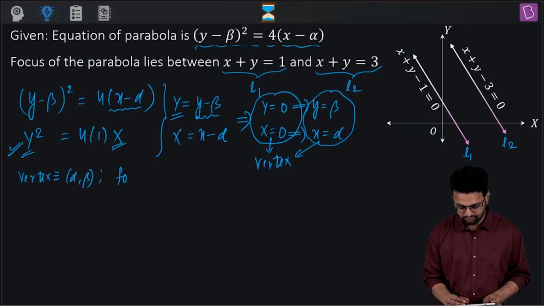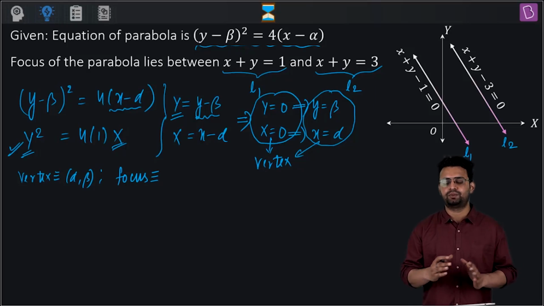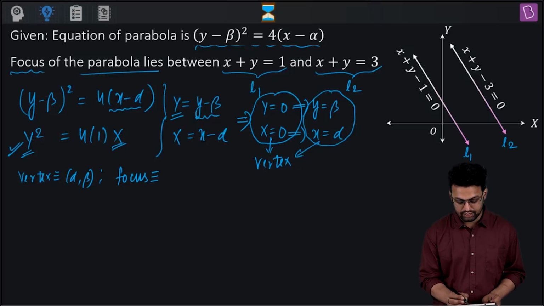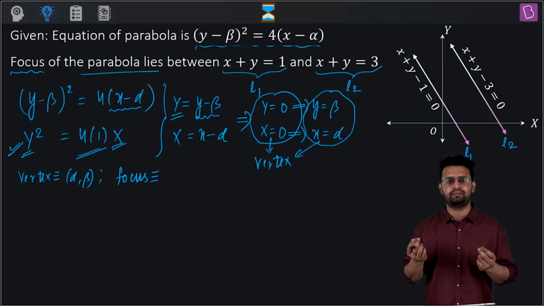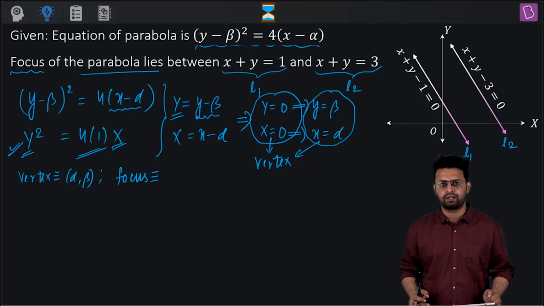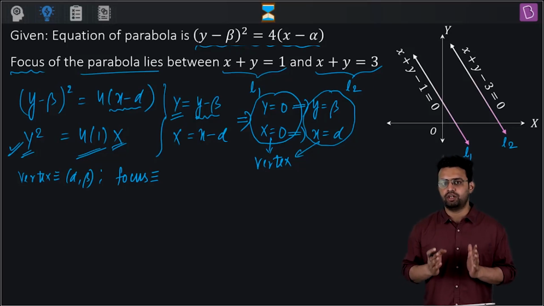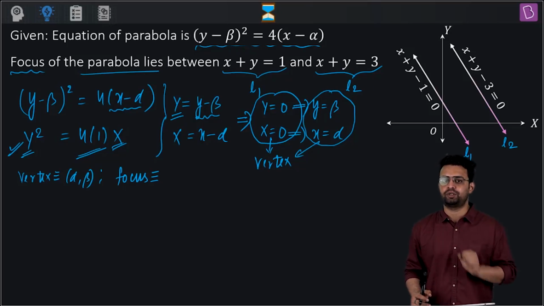What comes next? We have to determine the coordinates of the focus as well, because that is what the question is based upon. They have clearly mentioned that the focus of this parabola lies between the lines L1 and L2. Now if you have a look at this equation, the value of a is 1. What is a? a is the distance between the focus and the vertex. Obviously this is the case of a horizontal parabola. So that means the focus is going to lie at 1 unit to the right of the vertex.